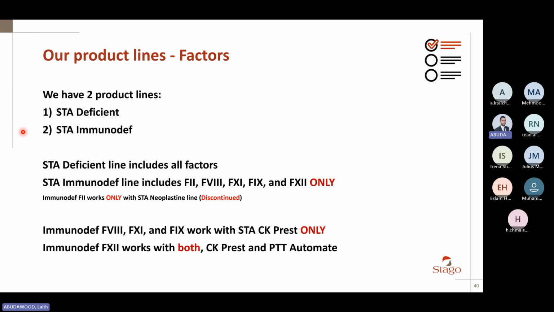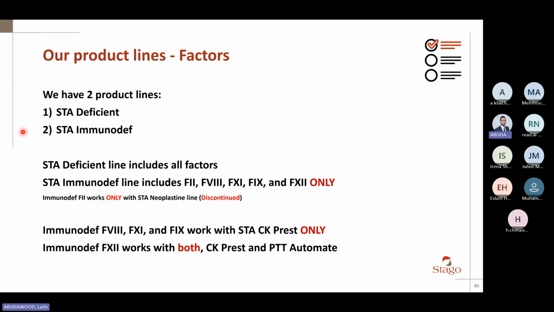STA Immunodiff 2 is not really superior in performance to STA Deficient 2. So you can continue with STA Deficient 2 because Neoptimal is only validated with STA Deficient 2. Both of them are available, no problem. But there is no point in buying Immunodiff 2 because Neoplastine is gone.